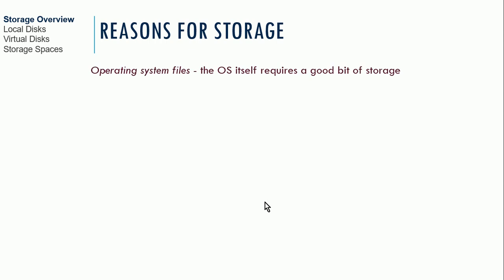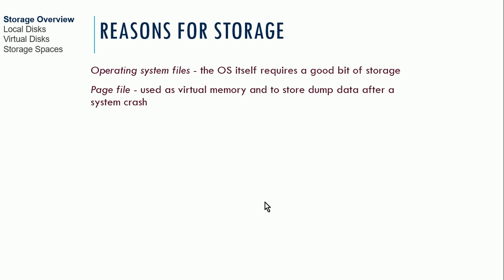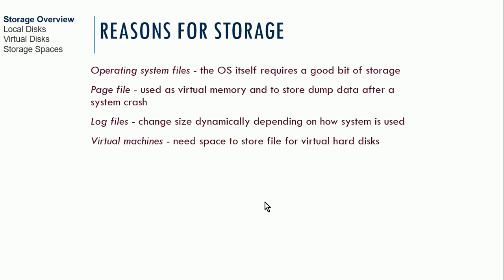So some of the reasons for storage. We're going to need storage for the operating system files. The operating system itself requires a good bit of storage with Server 2012. Typically, we need a page file, which is virtual memory. So basically, when you run out of memory in a server, it's going to use a file on the hard drive as memory. So it's another use of the drive. Log files will need to be stored, obviously. Our virtual machines need storage on our virtual machine disks or our VHDs, which we talked about previously. We'll talk more about that in Unit 10.